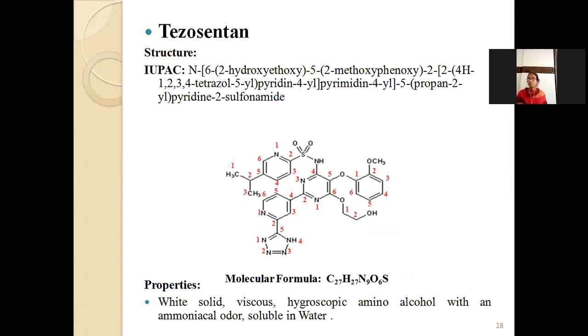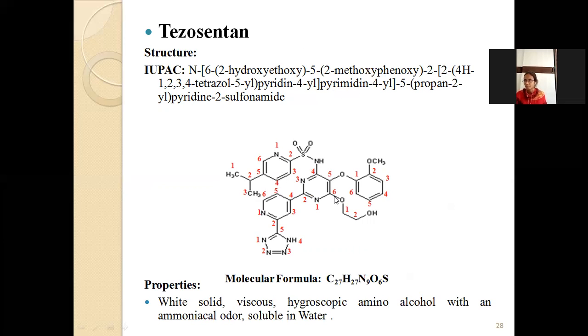Next, the tezosentan drug. The drug name is tezosentan. This is the structure, and the IUPAC name is N-[6-(2-hydroxyethoxy)-5-(2-methoxyphenoxy)-2-[2-(1H-tetrazol-5-yl)pyridin-4-yl]pyrimidin-4-yl]-5-propan-2-ylpyridine-2-sulfonamide. So this is the IUPAC name. We see the structure here.